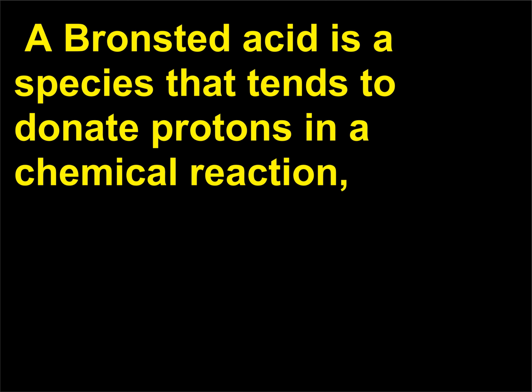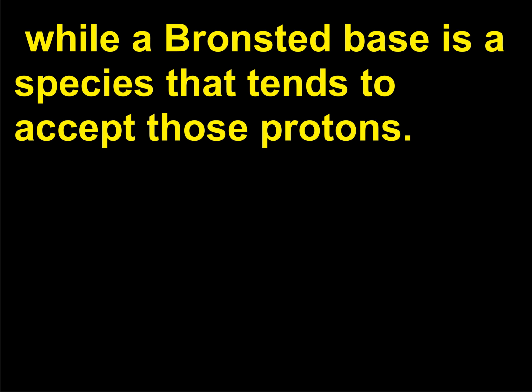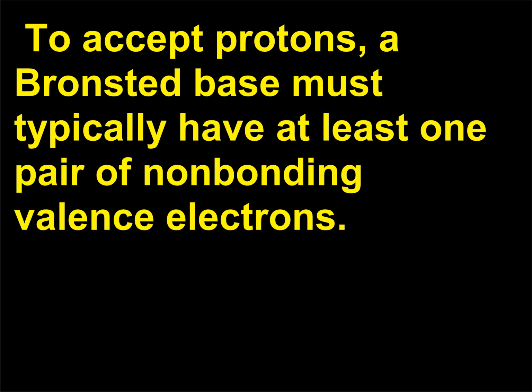A Bronsted acid is a species that tends to donate protons in a chemical reaction, while a Bronsted base is a species that tends to accept those protons. To accept protons, a Bronsted base must typically have at least one pair of non-bonding valence electrons.